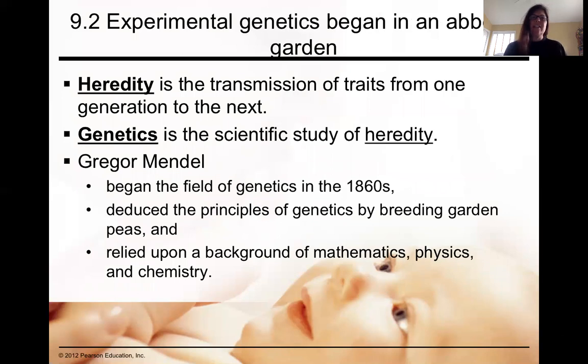So heredity is the transmission of traits from one generation to the next. Genetics is the scientific study of heredity. We have Gregor Mendel, who is the father of genetics. He began his research in the 1860s. He actually worked with a lot of different specimens, not just peas, but his peas are what he is most famous for. He actually relied on his background of math, physics, and chemistry to help explain this whole idea of genetics.